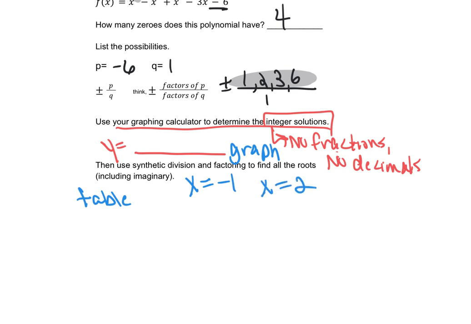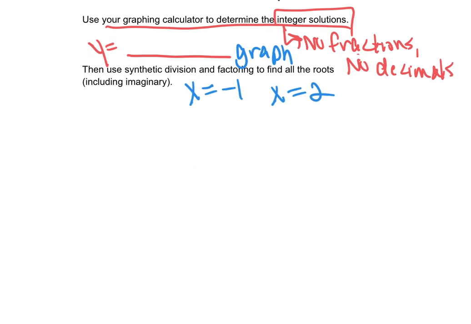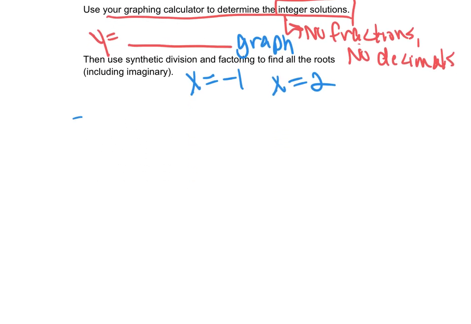So we know that those two are going to be solutions, which means they should divide evenly into our original equation. So we are going to go ahead and synthetically divide by those two. Okay, so we're going to put that -1 on the outside. We're going to build our house. We're going to put our coefficients up in the top here. 1, -1, 1, -3, -6.